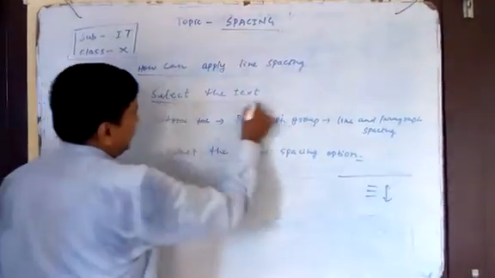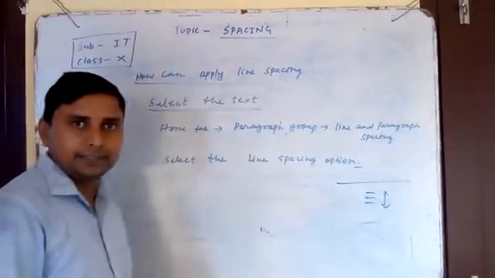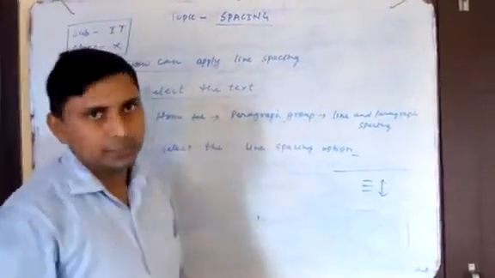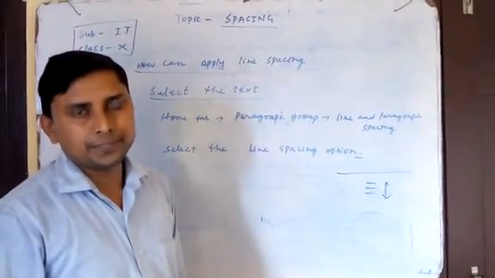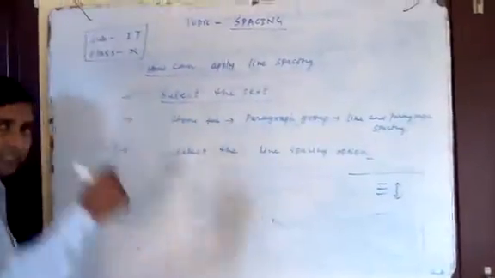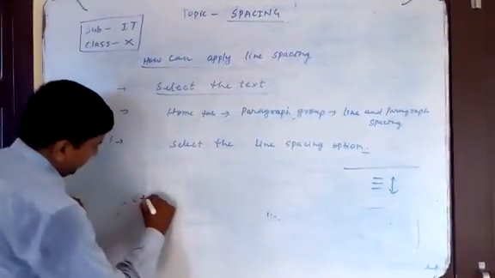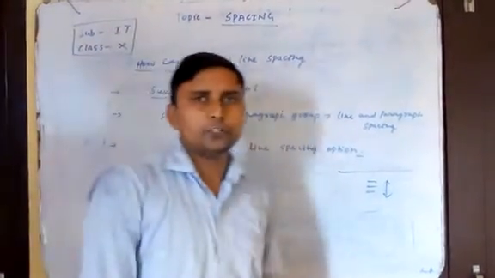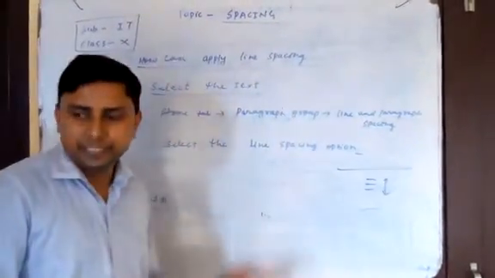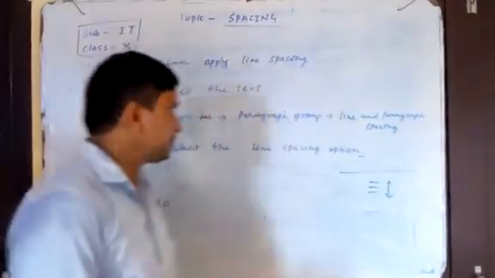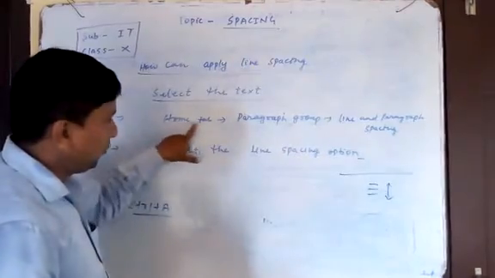First, select the text, whatever you have typed in your document. You know very well how to select the text, with the help of the mouse. Otherwise, if you want to select the entire document, press Ctrl plus A. Ctrl plus A is the shortcut key for select all. With Ctrl A, you can select the entire document at once. Now, follow the Home tab.